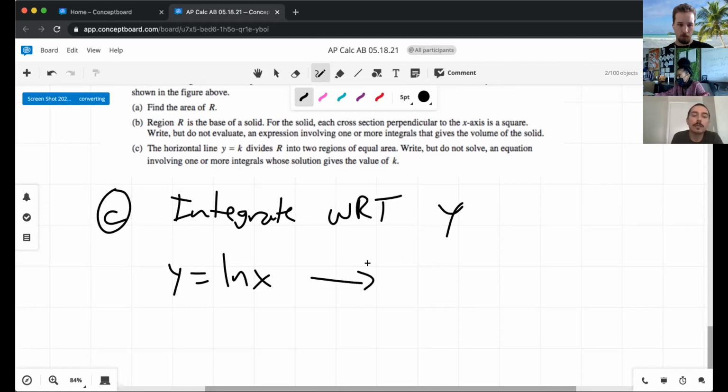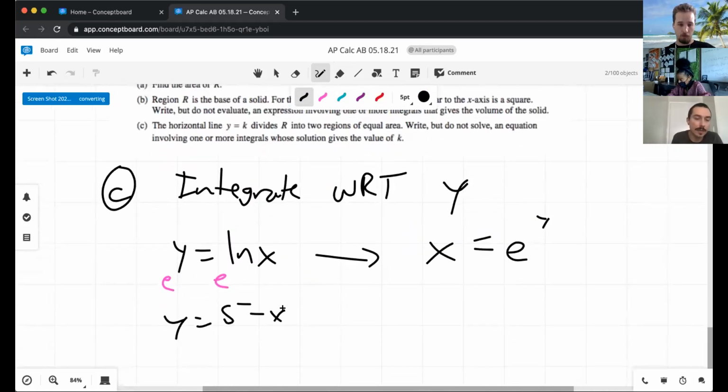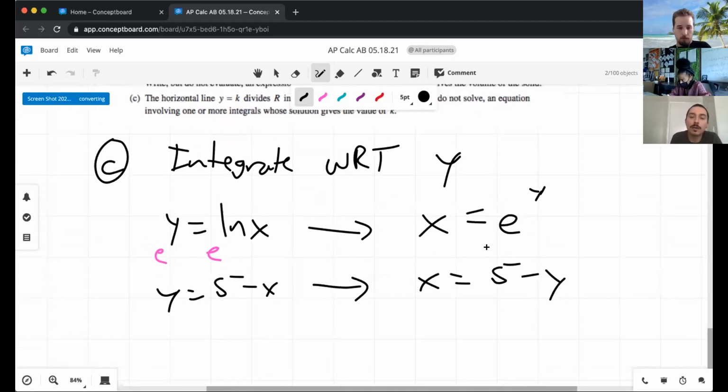So y equals natural log of x, we can rewrite that by taking e to the both sides. And then e to the natural log of x cancels out. So we're left with x equals e to the y. For the other one, it's a little easier. y equals 5 minus x. If we add x to both sides and then subtract y from both sides, we get x equals 5 minus y. So now we have our equations in terms of y instead of in terms of x.